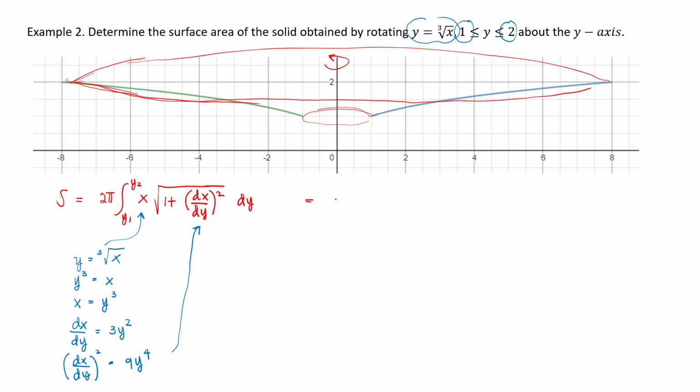So the equation is now 2 pi from 1 to 2, times the x parameter, that is y cubed, then multiplied by the square root of 1 plus dx over dy squared. That will be 9y to the power of 4 dy.